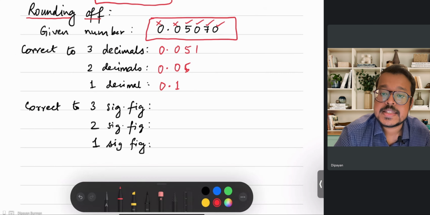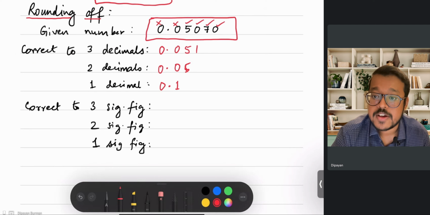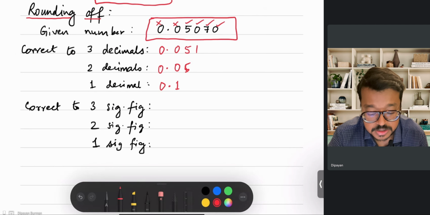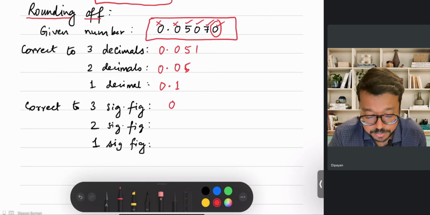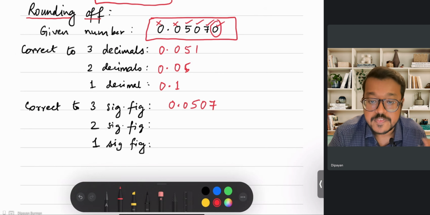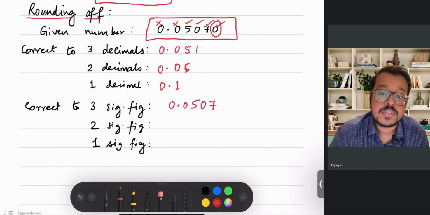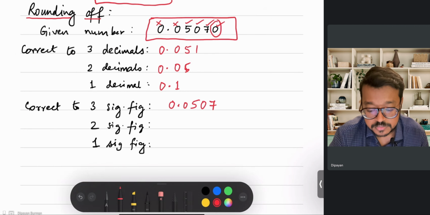So overall I can see there are 4 significant digits in this number, and if I have to round off correct to 3 significant digits, then the 4th digit, since it is 0, I will just drop that digit and the number will become 0.0507. 5, 0 and 7 are the 3 significant figures in this number.